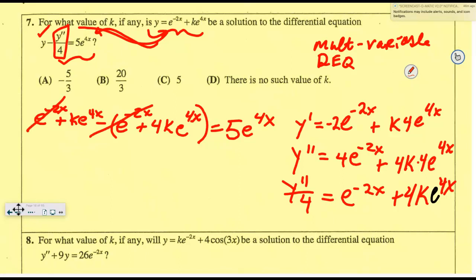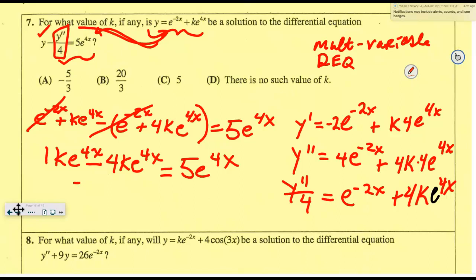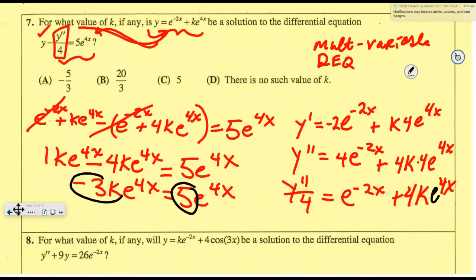Those are going to cancel. It looks like I get a k e to the 4x minus a 4k e to the 4x. That I have to balance out with this side. All right. What am I going to do on the left? Combine. Yeah, I have 1 of those minus 4 of those. I have negative 3k of those that equal 5 of those. So really, it boils down to me equating the coefficients. So what k value will force the solution? Negative 5/3, right? So that's what I needed you to get out of yesterday's for the most part.